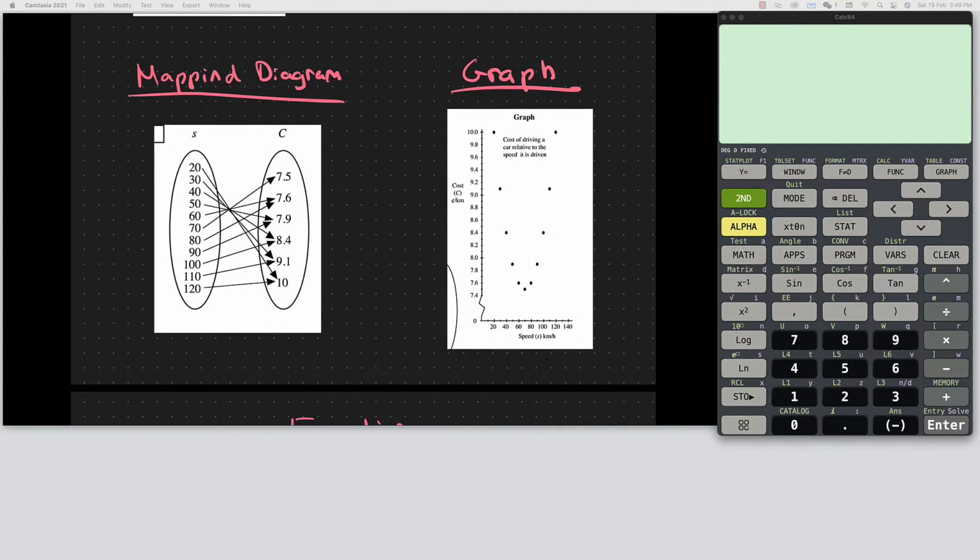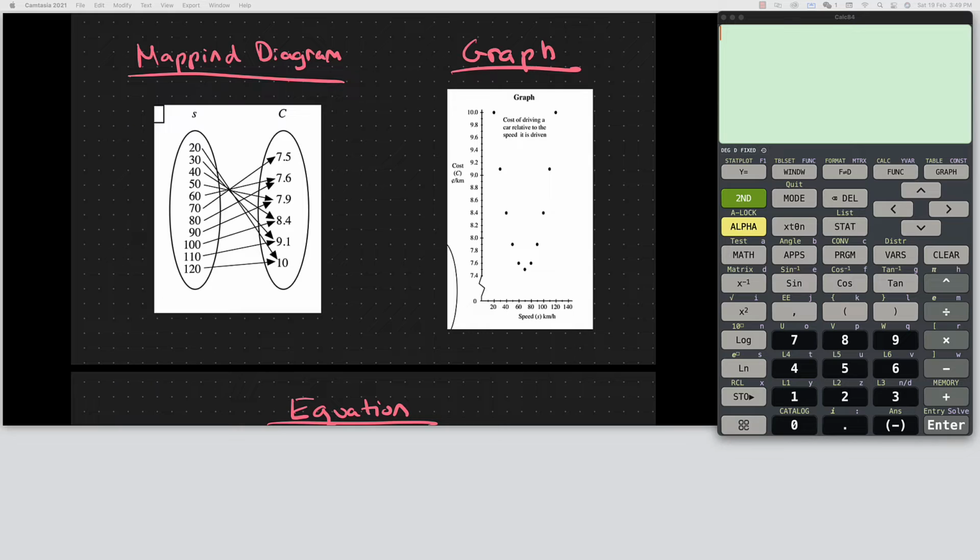Okay, you may also see a mapping diagram or be asked to create a mapping diagram. This is supposed to be a G, not a D, mapping. So this is a mapping diagram. Okay, and again, the x values are on the left and the y values are on the right.